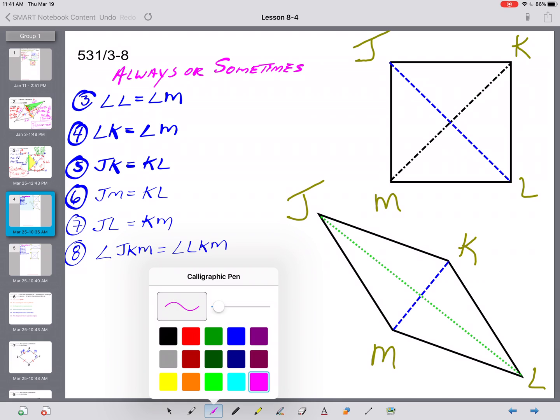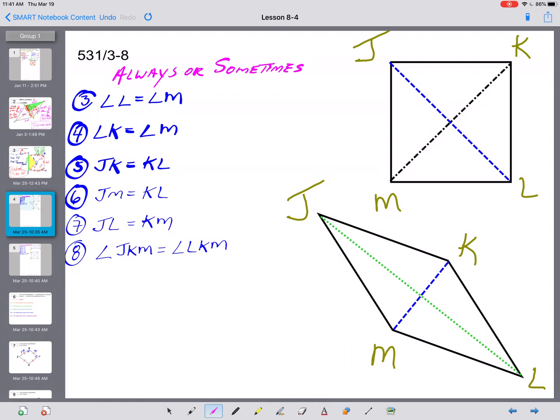Let's look at the first one. Always or sometimes, angle L equals angle M. In the top one, yes. In the bottom one, no. So just sometimes in a rhombus. Angle K equals angle M. Opposite angles congruent. That's true for all parallelograms. That's always.